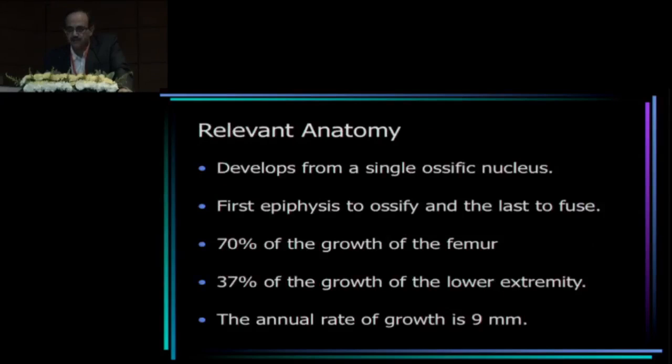It develops from a single ossific nucleus. It's the first to ossify and last to fuse. Contributes 70% of growth of the femur and 37% of the extremity. And what you should remember is if there is damage, you're going to lose a centimeter a year, practically.